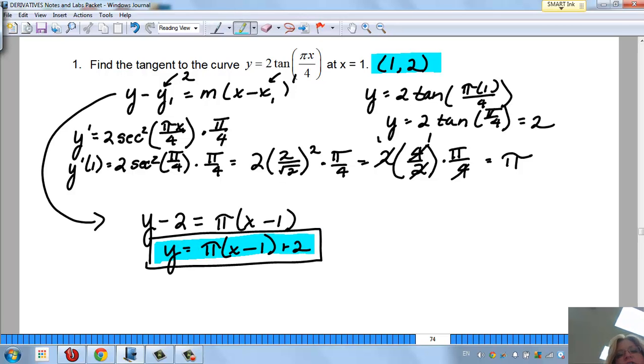So you've done something like this before, but the difference now is that we're doing the chain rule, and so you have to do the derivative of the inside.